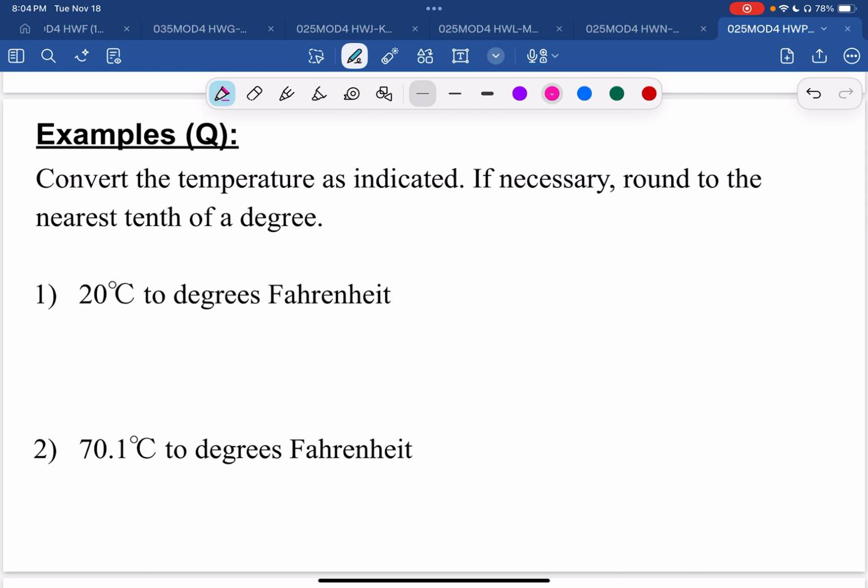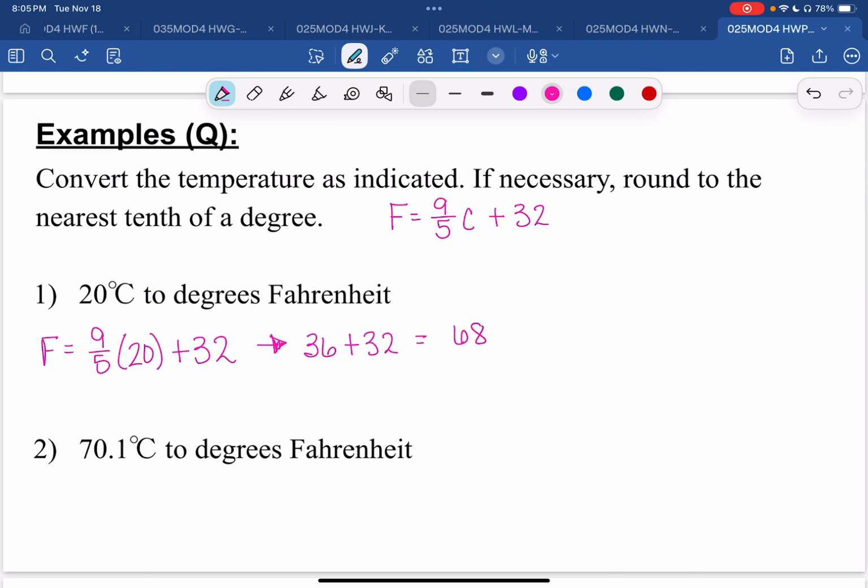So our formula, remember, is 9/5 C plus 32. So we're going to say 9/5 times 20 plus 32. We're going to first start out by multiplying 9/5 times 20. That'll give us 36. Then add the 32. So our final answer would be 68 degrees Fahrenheit.